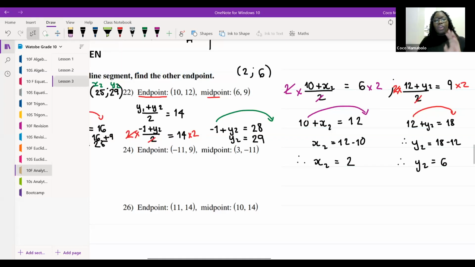All right. Okay, guys, have a look at the process that we've just gone through. This is exactly what it needs to look like. So that means that my endpoint is 2 and 6.